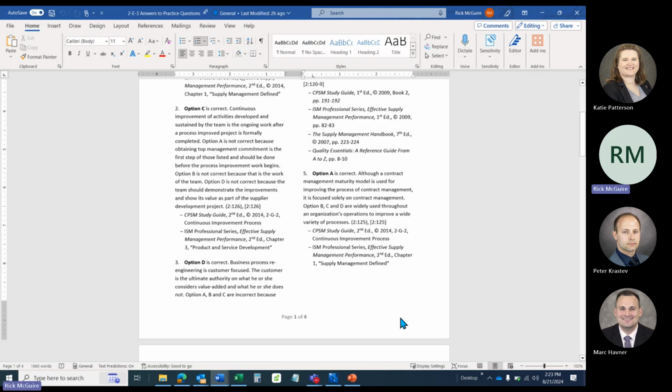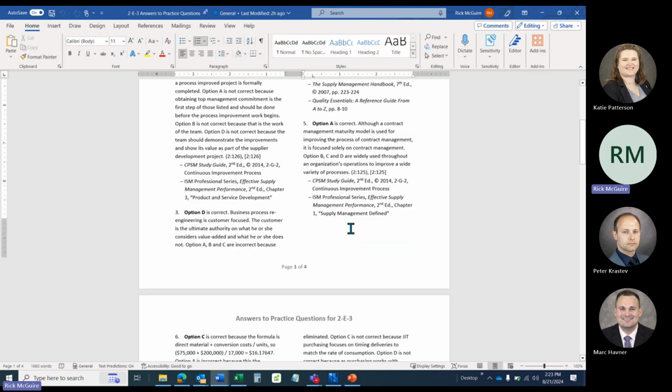All right. Five is Alpha. Although a contract management maturity model is used for improving the process of contract management, it is focused solely on contract management. B, C, and D are widely used throughout an organization's operation to improve a wide variety of processes.